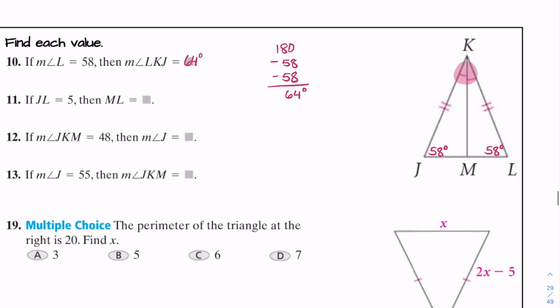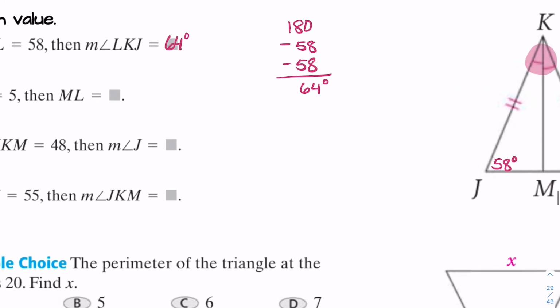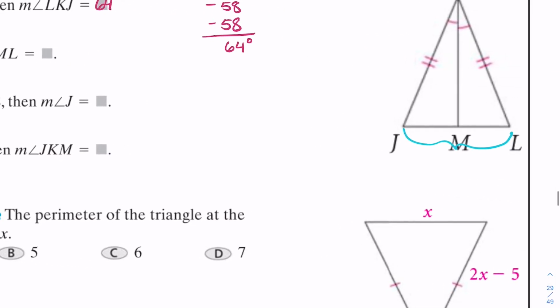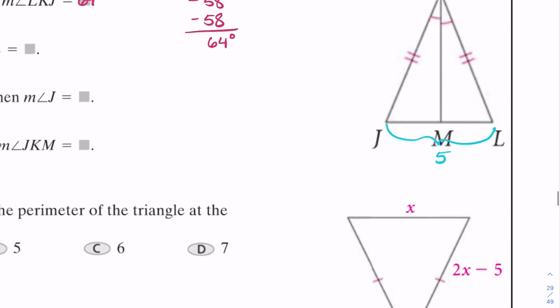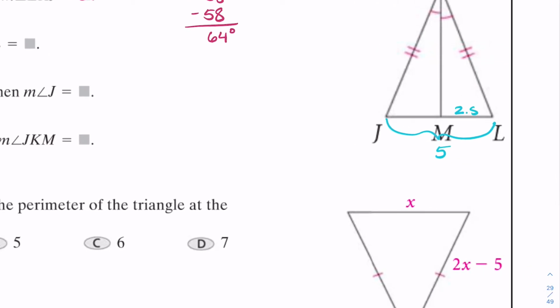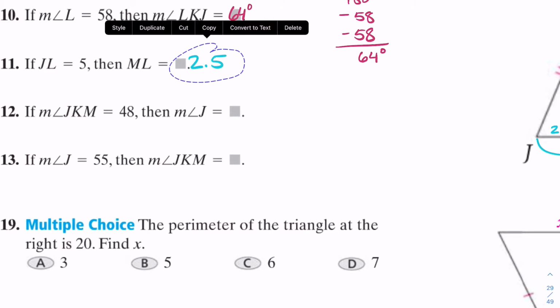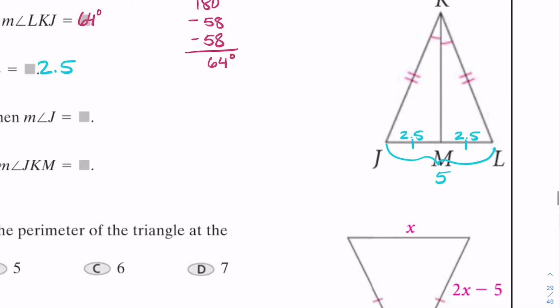Okay, if JL was 5, so JL was 5, how long is ML? So I'm going to erase this information because I'm no longer looking for it. So in this case, if JL was a total of 5, then how long would ML be, which is 2.5. So these are both going to be 2.5 because of the bisector, so we know that these pieces are congruent. So the length of side ML is 2.5 units.